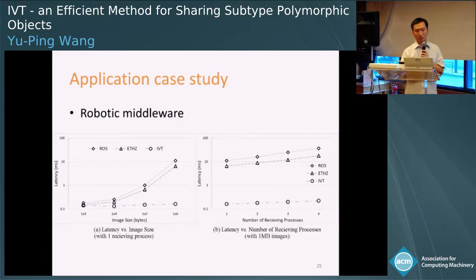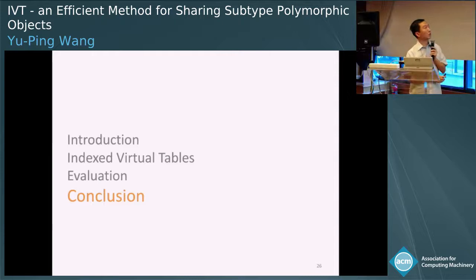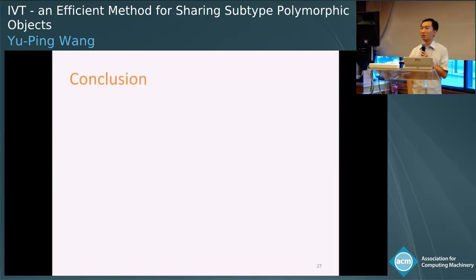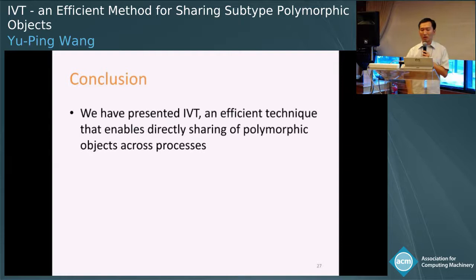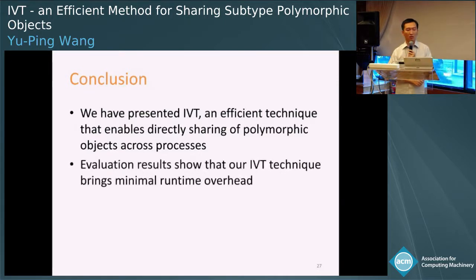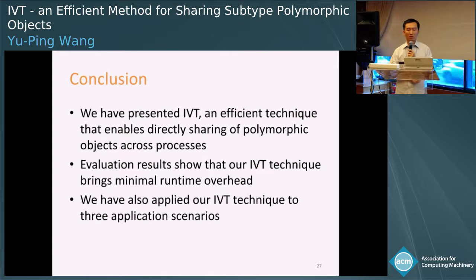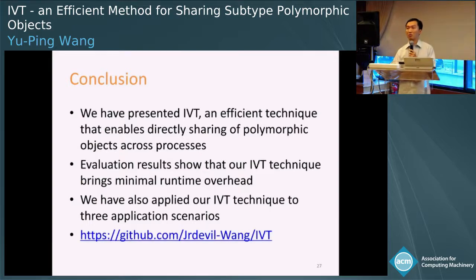Okay, that is basically all I want to introduce, and let me conclude my work. We have presented IVT, an efficient technique that enables directly sharing of polymorphic objects across processes, and evaluation results show that our technique brings minimal runtime overhead. We have also applied our IVT technique to three application scenarios. Our implementation can be found on GitHub.